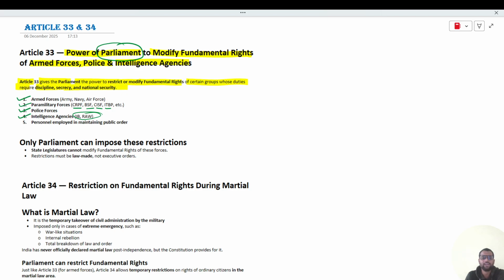For people working in these, some of the fundamental rights will be modified, and that has to be done by law. And who has the authority to pass the law? The Parliament. Then personnel employed in maintaining public order. Even telecommunication people come under this.